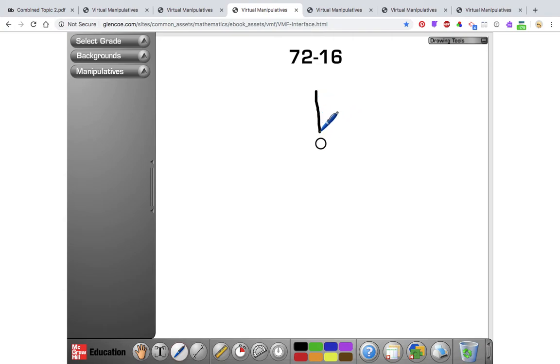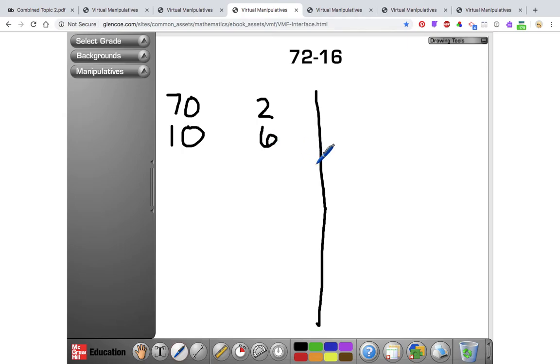So I'm going to draw a line down my screen just so I can have space for both. So pause the video and see what you would do to separate both of those. 72, what that would become, and what 16 would become. So we know that 72 is going to become 70 and 2, and then 16 is going to become 10 and 6.